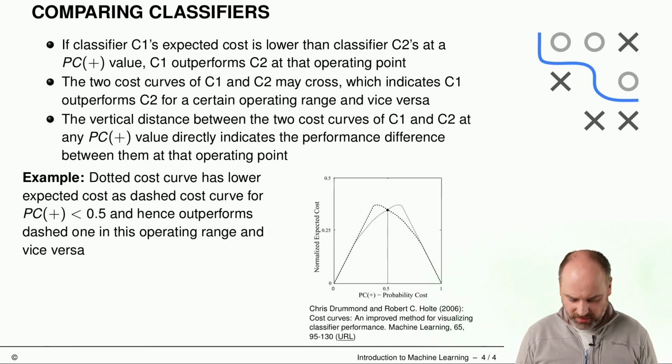We've shown you another example here. We have one operating range here and one operating range here, left and right hand side of this intersection point. And the vertical distance between the two cost curves of C1 and C2 at any of these PC plus values now directly indicates the performance difference between them at that operating point. This is also pretty nice.